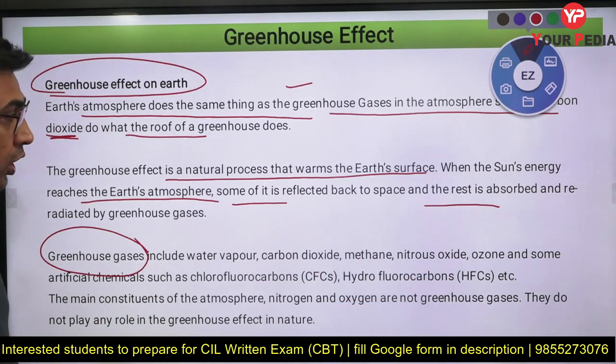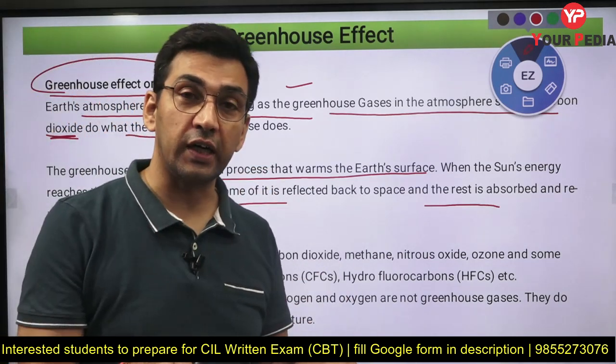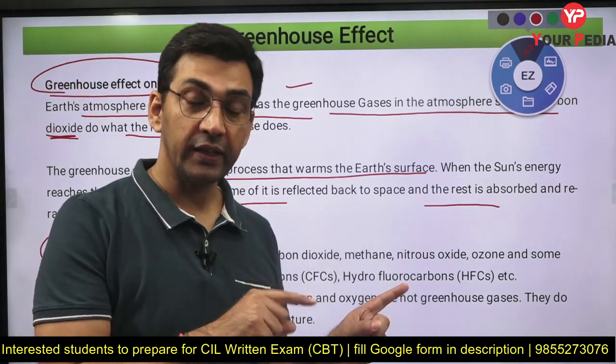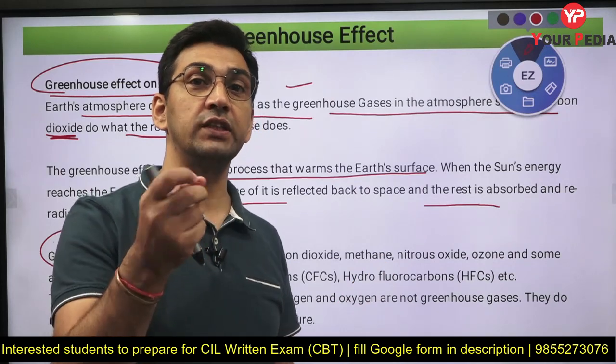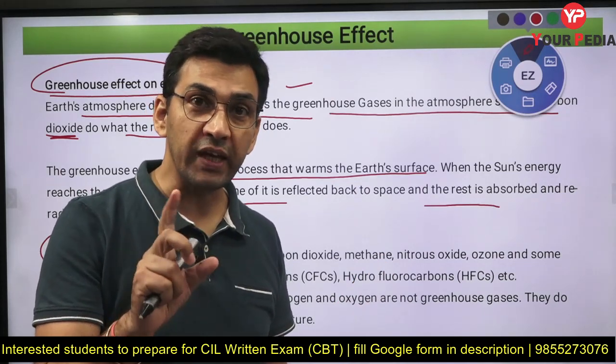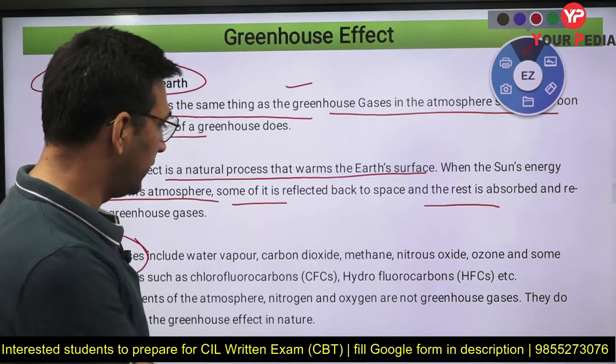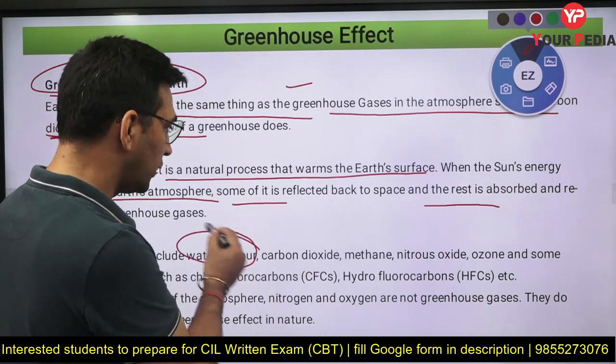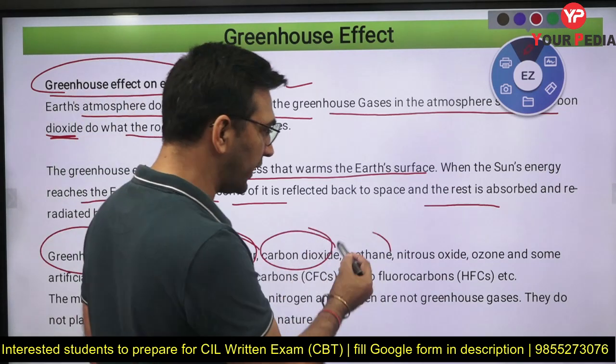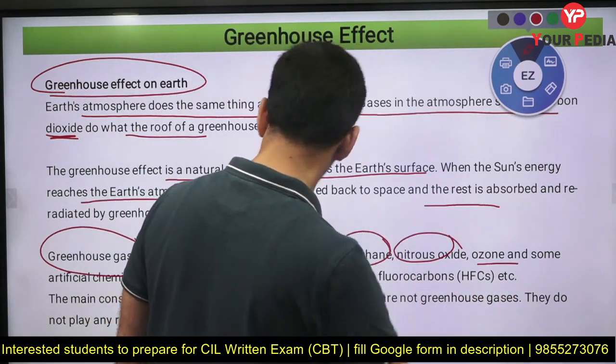But as I told you, not all the gases in the Earth's atmosphere behave in the same way. There are some gases, for example, oxygen or nitrogen, that don't behave like a glass, right? But some gases, for example, water vapor, carbon dioxide, methane, nitrous oxide, and ozone, do.